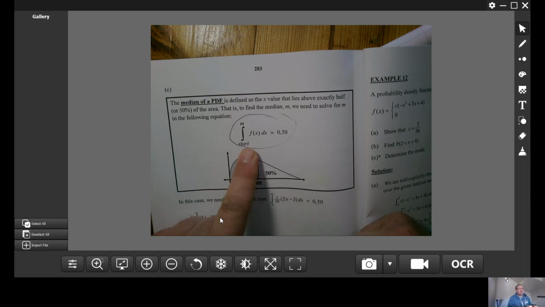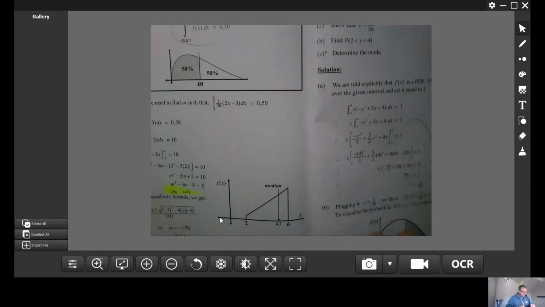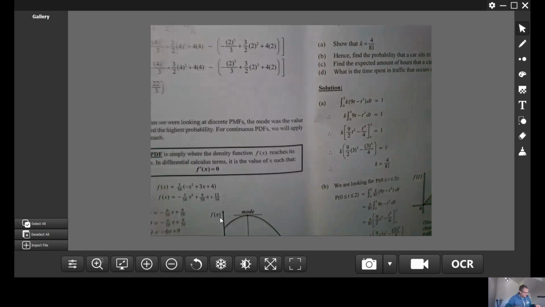So this is the only time when you find the median that you're not going to be able to use the integral mode on your calculator. Always you're going to use the calculator though.